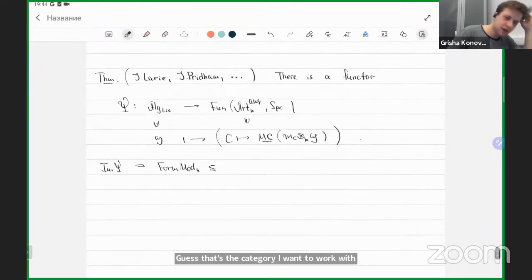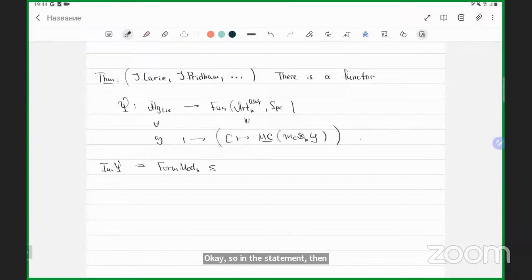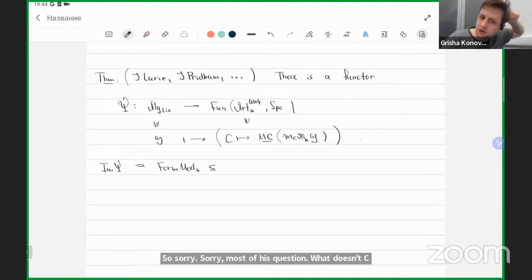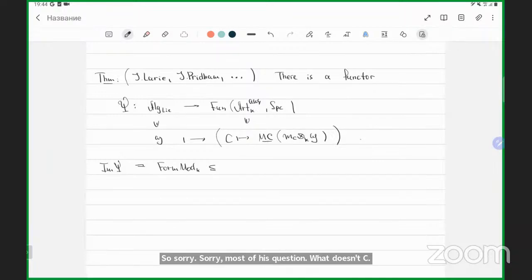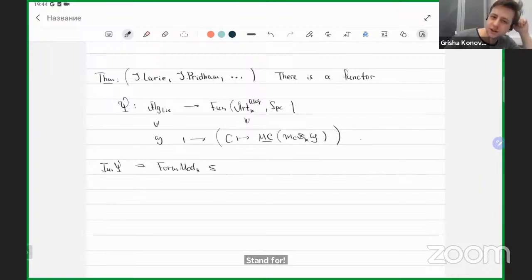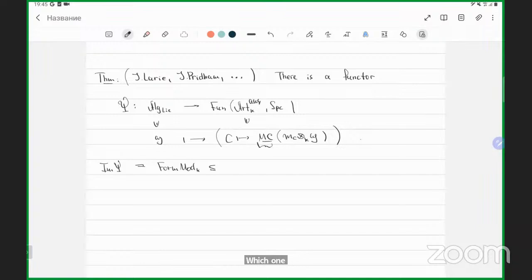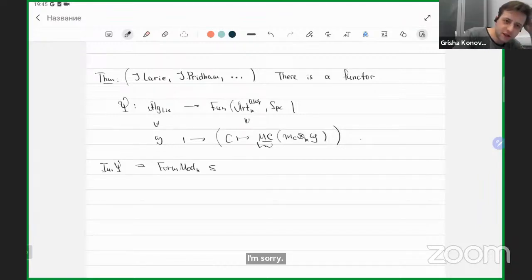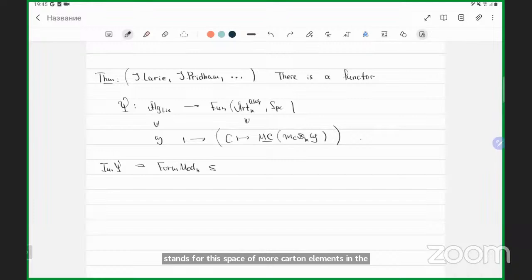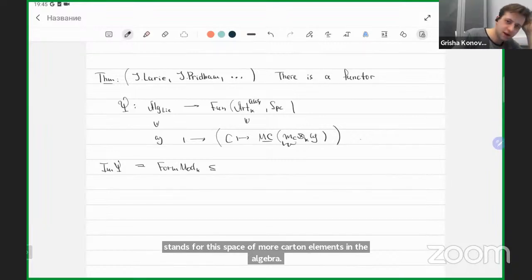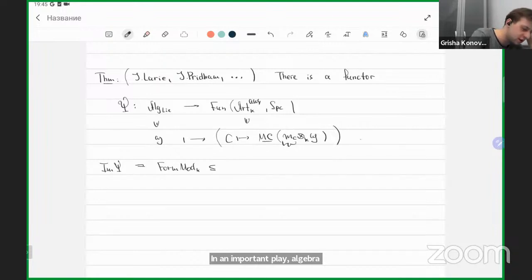Okay, and the statement that the image. Sorry, another stupid question. What does MC stand for? Excuse me? Which one? There are two MCs. Yeah, that one. This one stands for the space of Maurer-Cartan elements in an algebra, in a Lie algebra. Okay. And this one is the augmentation ideal of the Artinian algebra C.